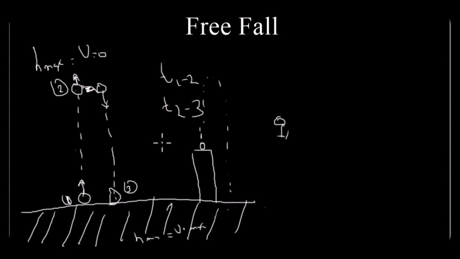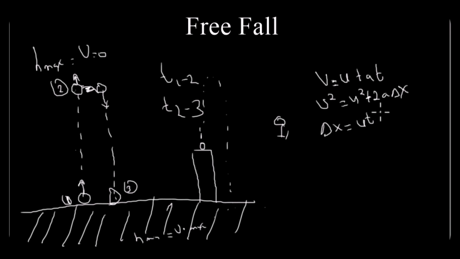Now, since only one force is acting on my object, when an object is falling down or when an object is thrown up vertically, then definitely it will have a constant acceleration. Remember, for motion in one dimension, we derived the equations of motion where the first one is given as v equal to u plus at. Then the second one, v squared equals u squared plus 2a delta x. And the last one is delta x equals ut plus half at squared.